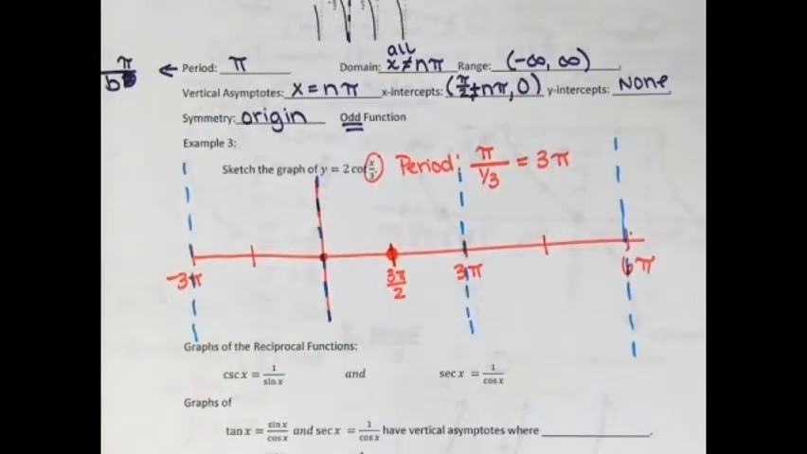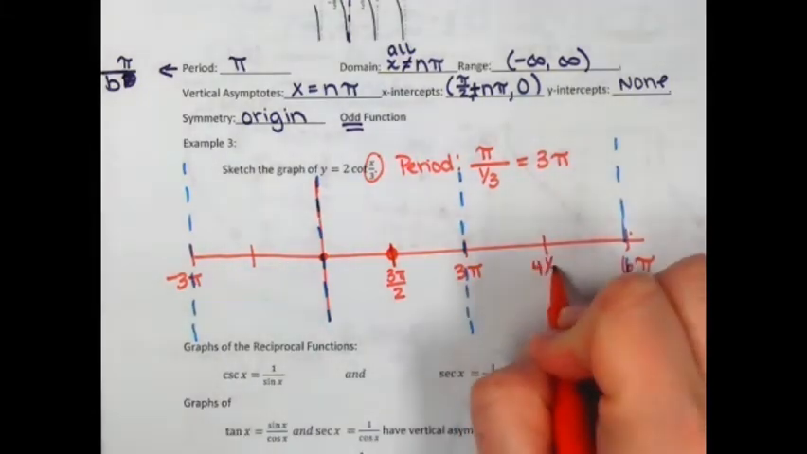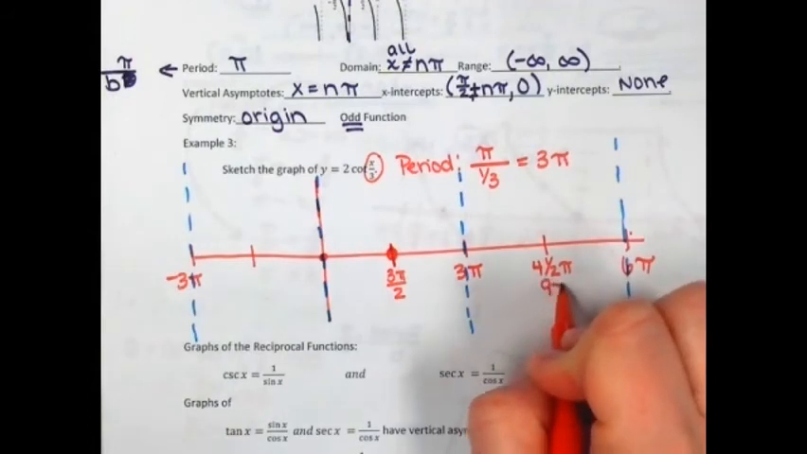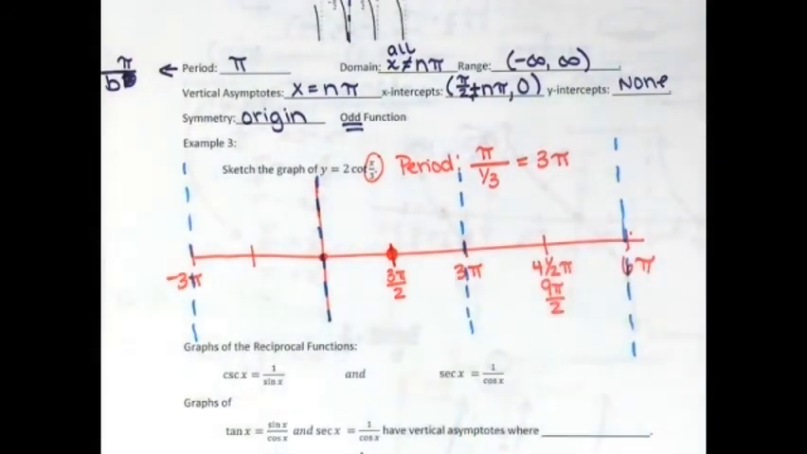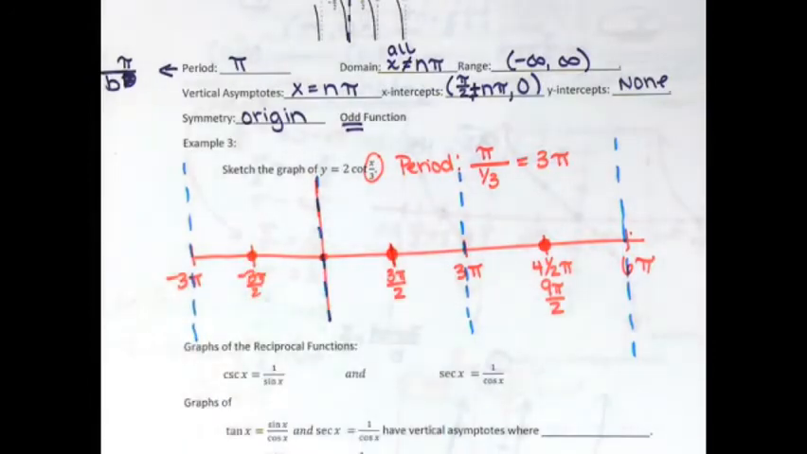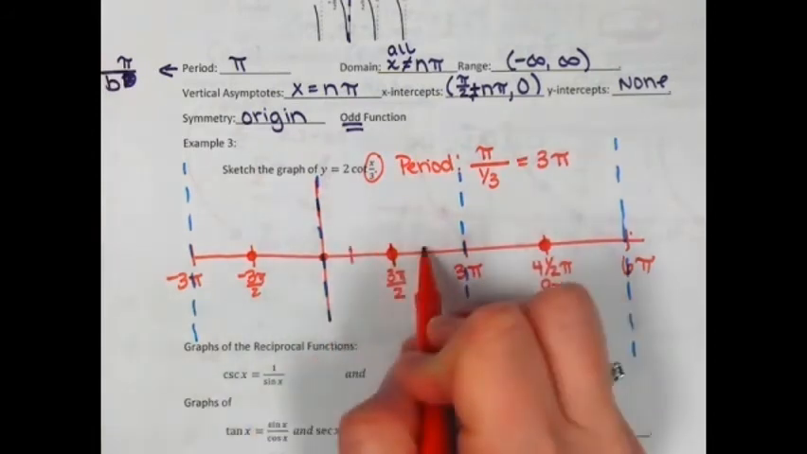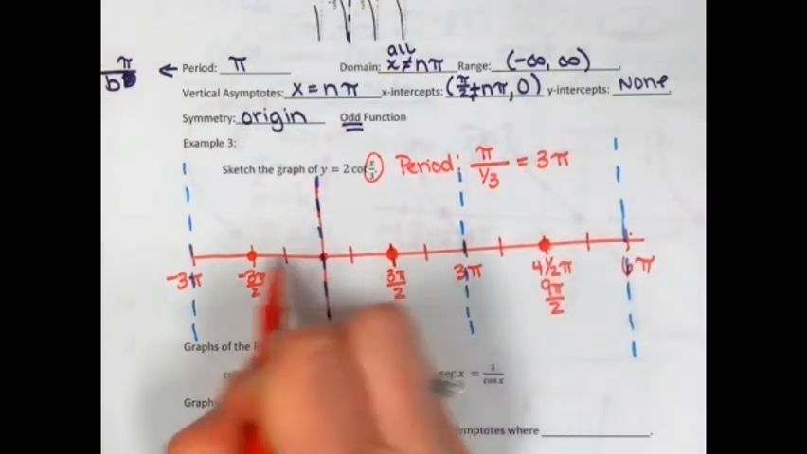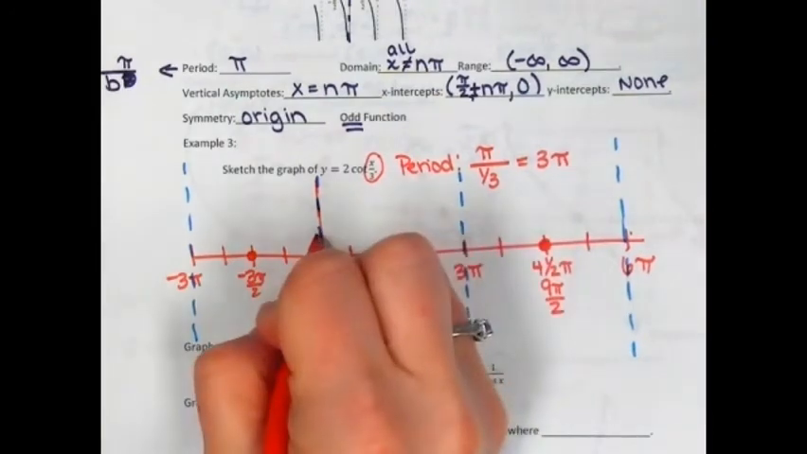What's the middle of 3 pi and 6 pi? So what's 3 plus 6? 9, and 9 divided by 2 is 4.5. So 4.5 pi, or 9 pi over 2. Are you guys okay with that? So we will have an intercept there. This would be negative 3 pi over 2. Okay? Now we have to split these parts in the middle to find our points, and then we'll use our amplitude, correct?